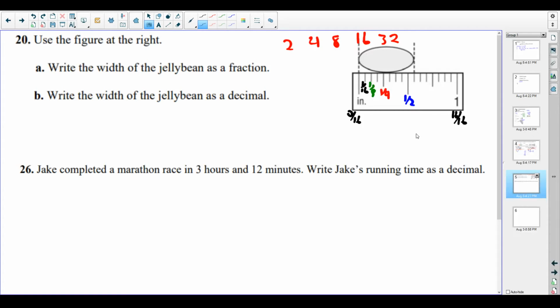Okay? Hopefully that makes sense. Or hopefully you knew how to read a ruler before you got here. Okay. So anyways, here's the fraction we're looking for. It's a little bit past 1/2. So this is 8 over 16. So if it's one more past that, this has to be 9 out of 16. And that is our fraction. Piece of cake. And then we want that as a decimal.